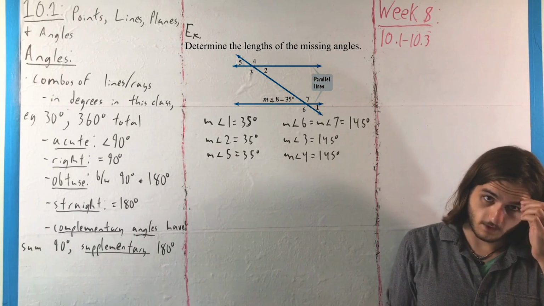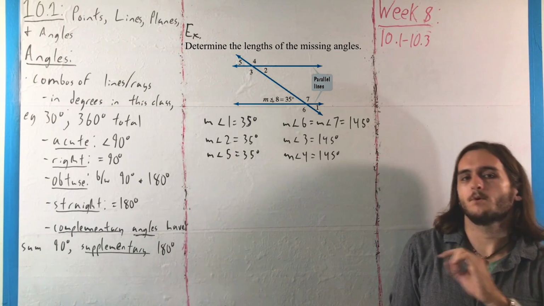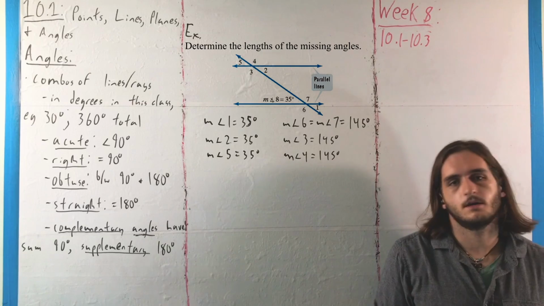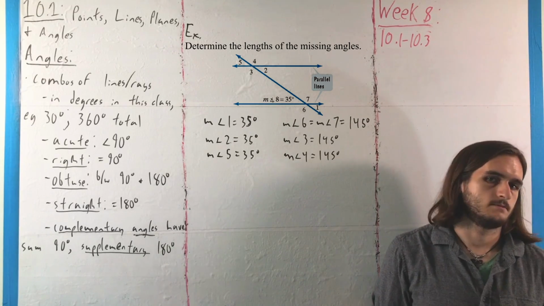But that's about all we have here for our first section, section 10.1. Next, we're going to move into section 10.2, where we are going to be talking about our most basic shape, the triangle. See you in there.